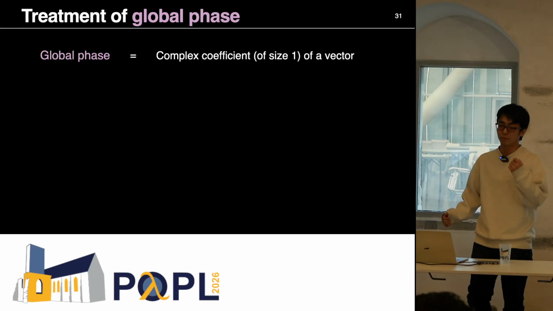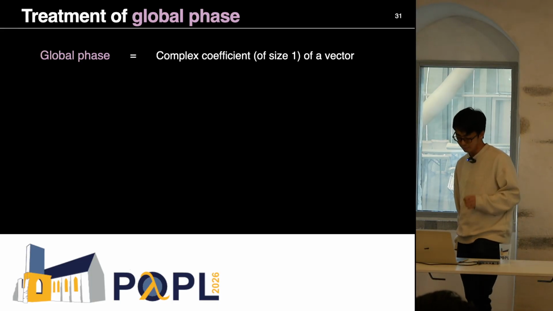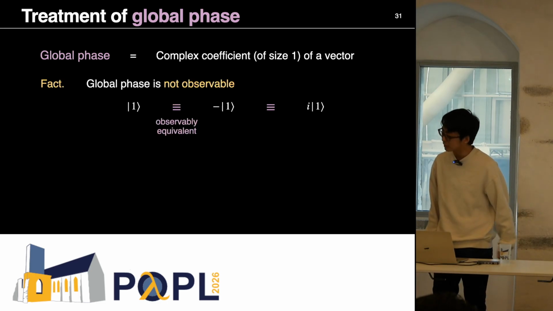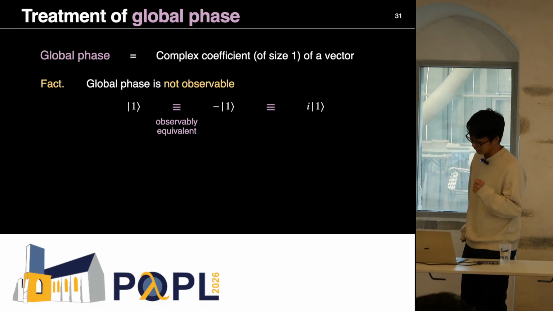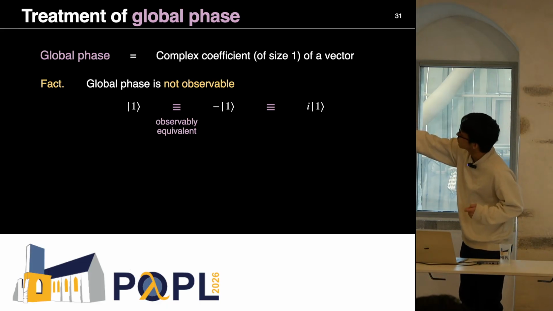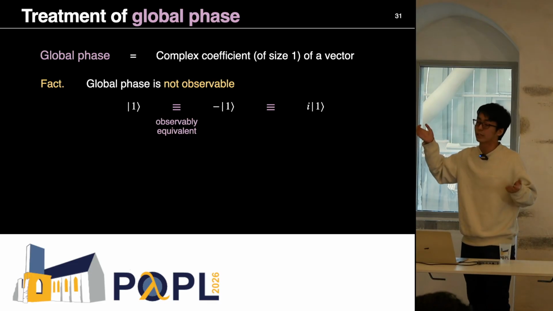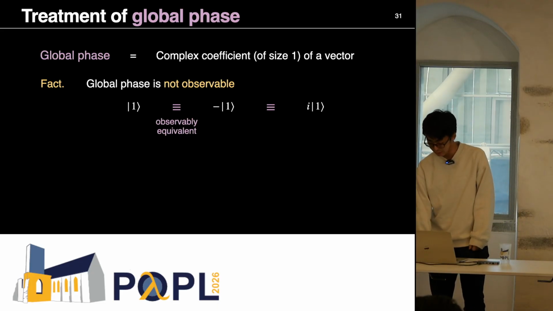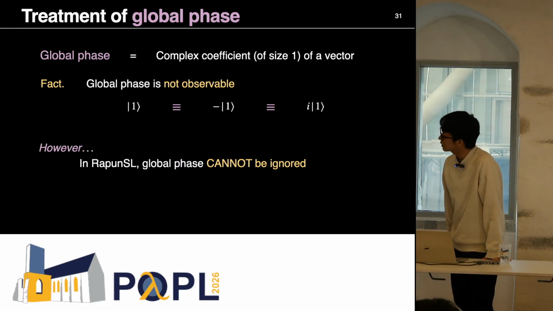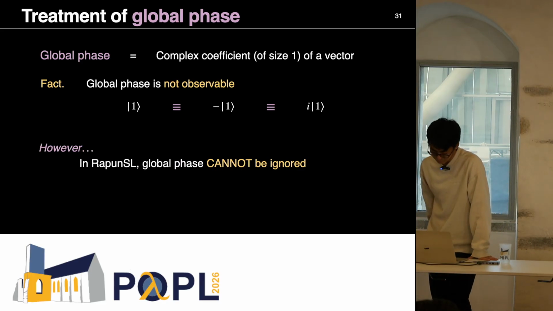Those are just a complex coefficient for a vector. And it is known that physically, these are not observable, meaning that, for example, ket1 or minus ket1 or i ket1 are observably equivalent. So we usually identify these three states. However, in our logic, we cannot ignore these things.